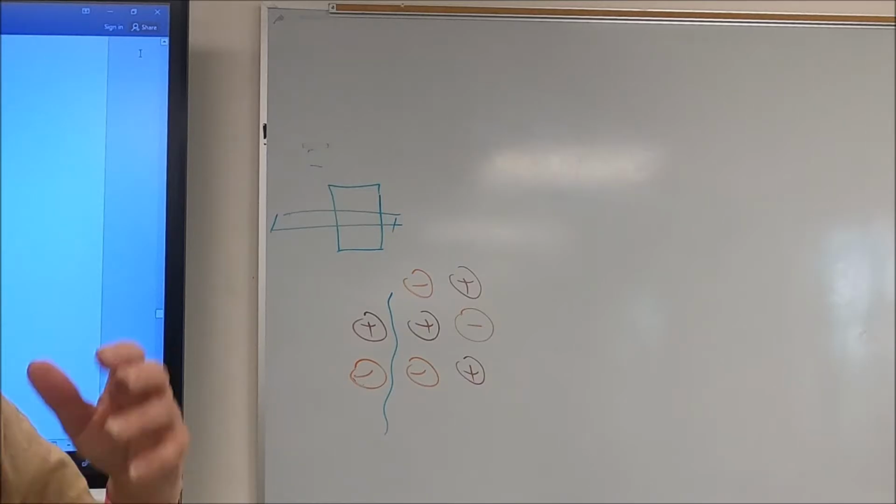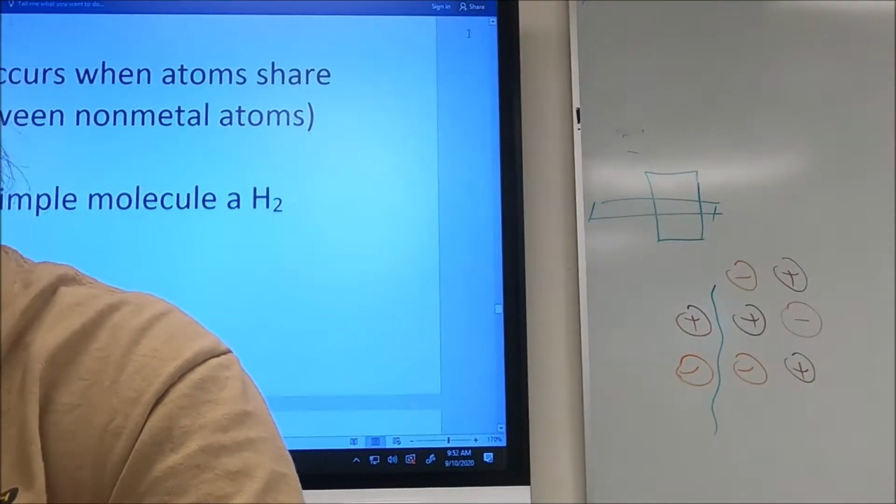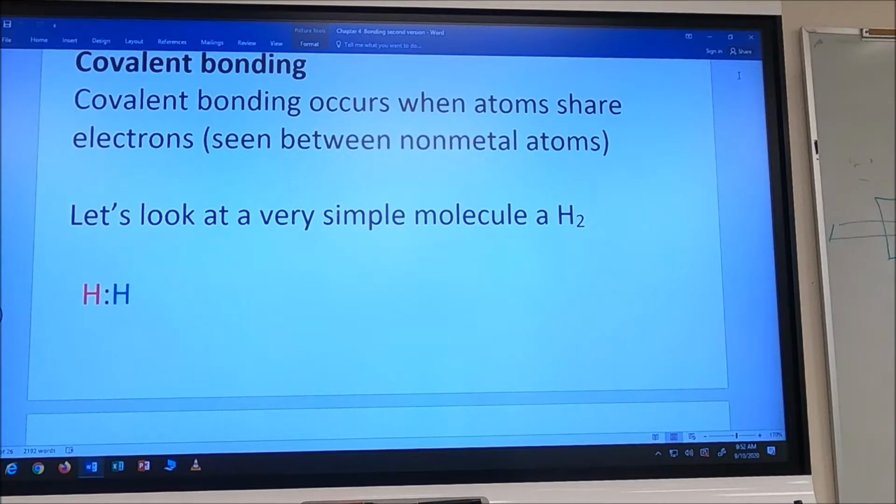So we're done with ionic compounds and we're ready to move on to covalent compounds. Now, remember in covalent bonding, we have the sharing of electrons. And we see covalent bonding between non-metal atoms. When we look at a very simple covalent molecule, this one's not a compound, this is just a covalent molecule of hydrogen.